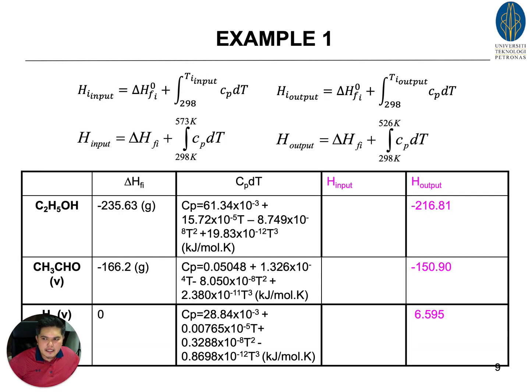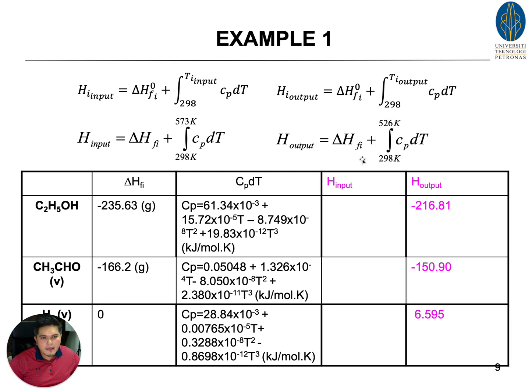So the next part is how we look at solving it. From the enthalpy table, if you remember the equation I shared with you earlier, H input for a species is the standard heat of formation plus the integral from 298 Kelvin, which is 25 degrees Celsius, to the temperature of the input. Here, it is at 300 degrees Celsius, so that becomes 573 Kelvin. And H output is the same, except that now the temperature is 250 degrees Celsius, so it becomes 526 Kelvin.